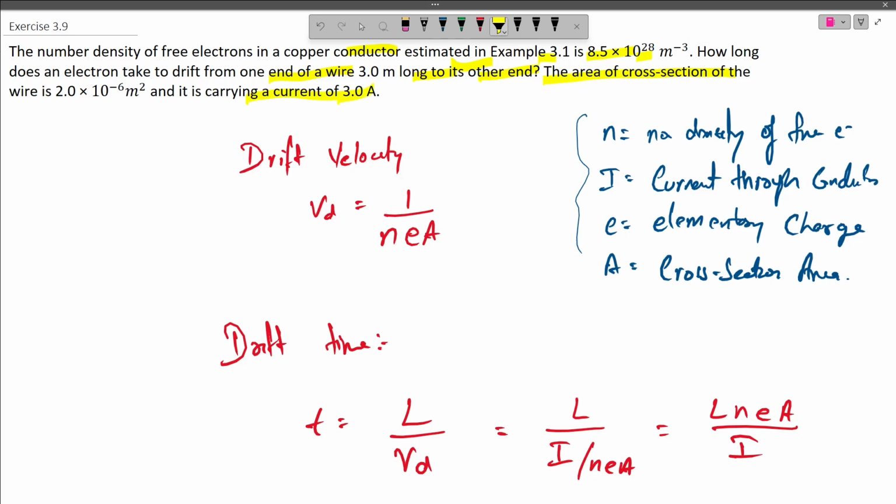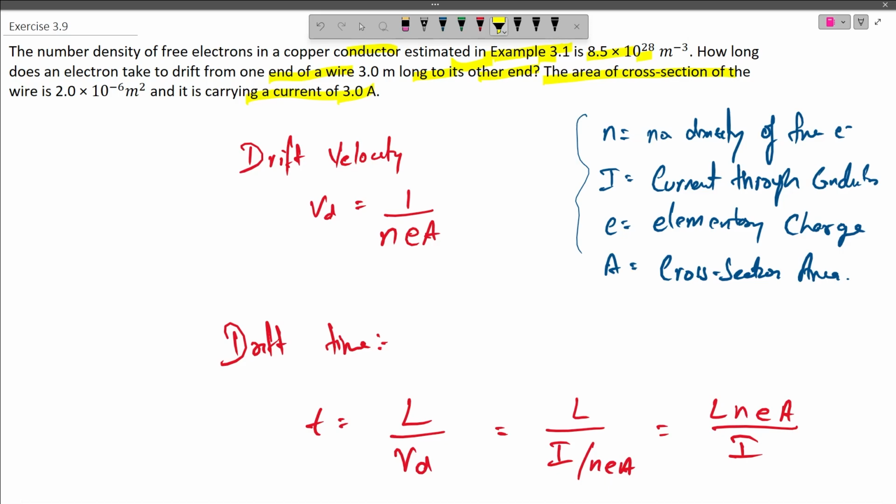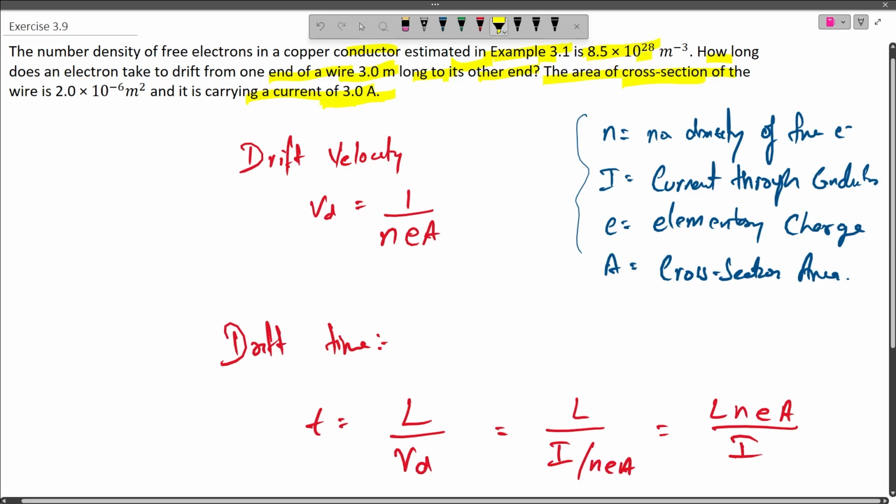Now this question is a continuation of example 3.1, which employed calculation of average drift velocity. Now in this question we have to find out how long will an electron take to drift from one end of the wire to another end, given that there is a current of 3 ampere flowing through the wire. We have been given the cross section of the wire, 2 × 10^-6 meter square, and the length of the wire, 3 meter, and the number density of electrons, 8.5 × 10^28 per meter cube.